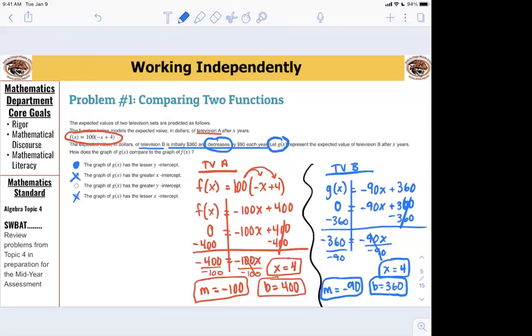So g of x has a lesser y-intercept. Done. Questions on number 1.